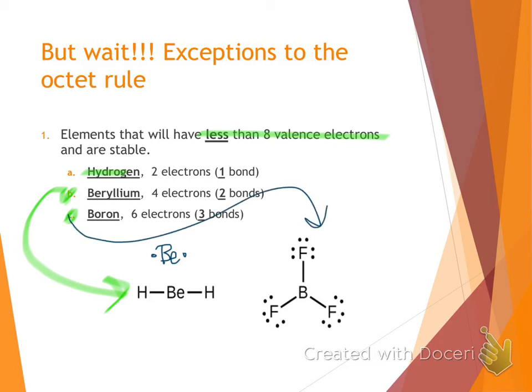Similarly, boron has 3 valence electrons, so it's just going to form 3 bonds. It is perfectly stable with 6. The energy that it would take to gain 2 more to get to 8 is just not worth it. So it's just going to be stable and happy with those 6 electrons. So boron will always have 3 bonds, and beryllium will always have 2 bonds.